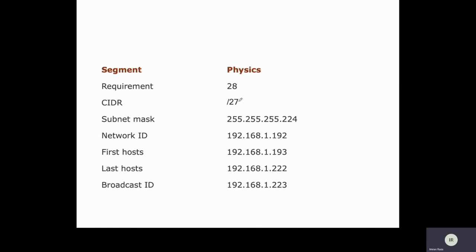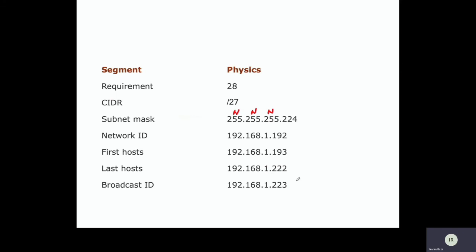The number of bits that are representing the network part are 27. Why? Because this is by default 24 bits and then 3 bits. So this means in total 27 bits are representing the network part. So the subnet mask is 255.255.255.128 plus 64 plus 32, meaning these 3 bits, since these 3 bits are borrowed, dot 224. And the first address is 1.193 and goes up to 222, and 223 is the broadcast ID.